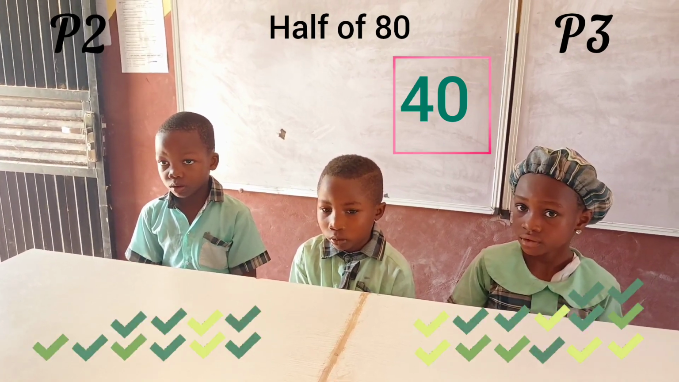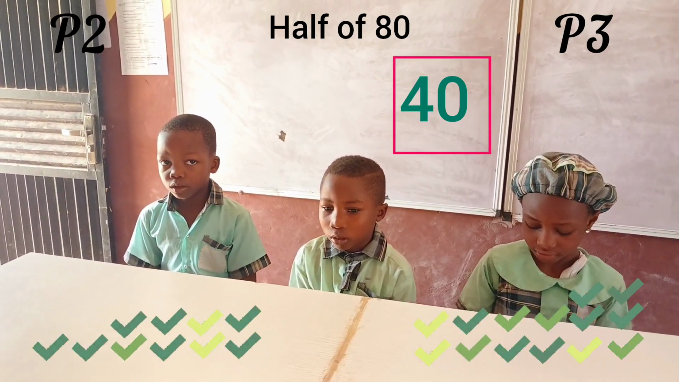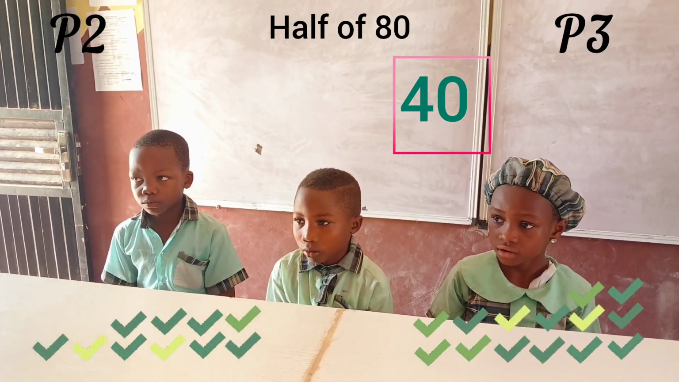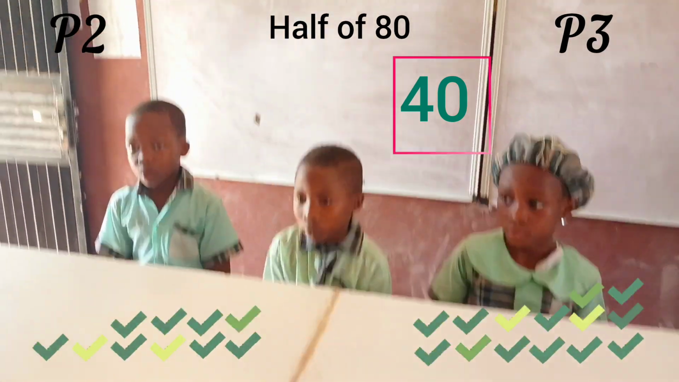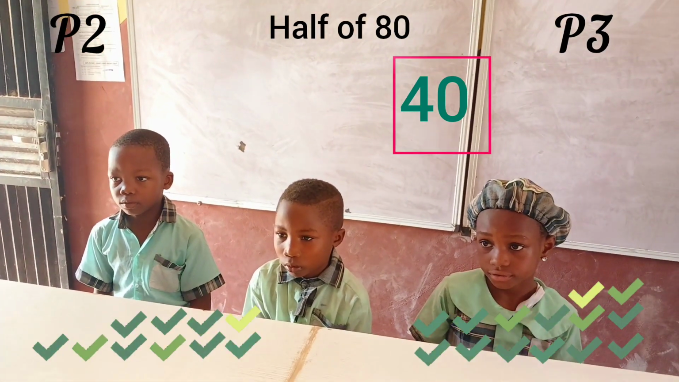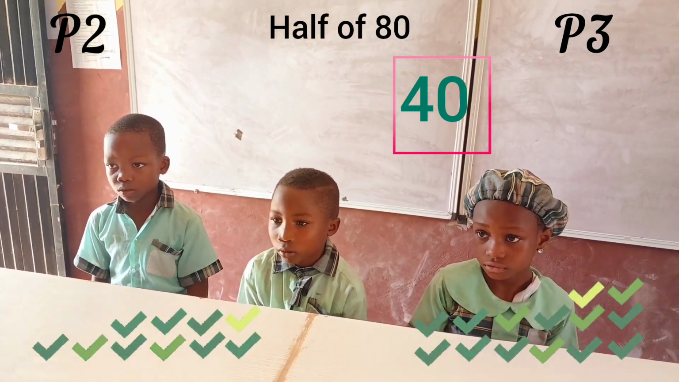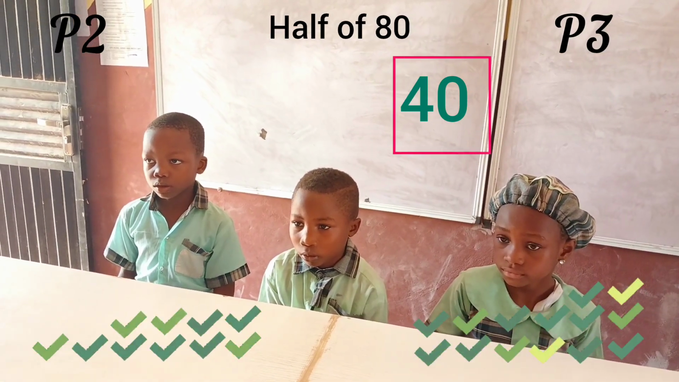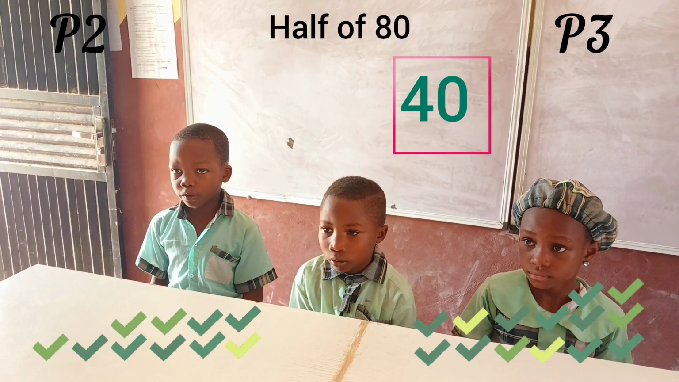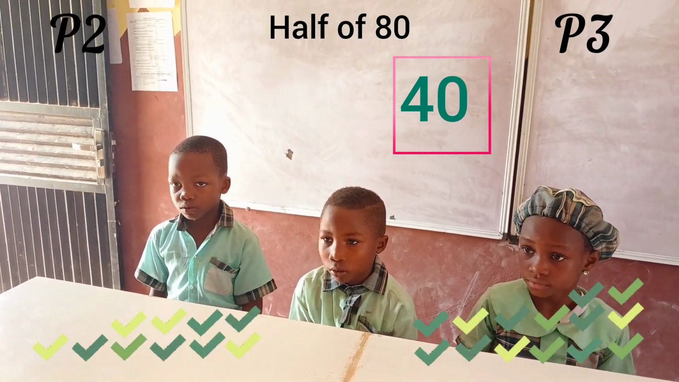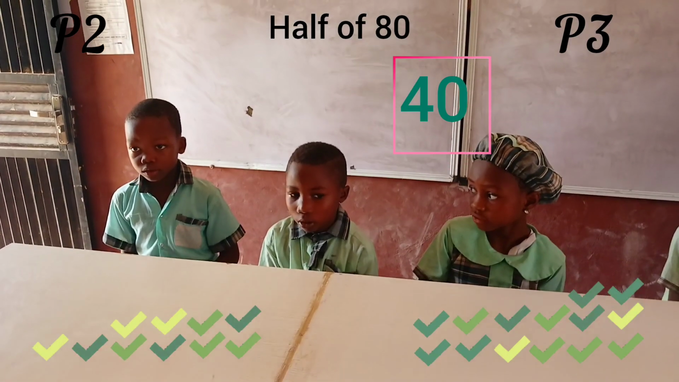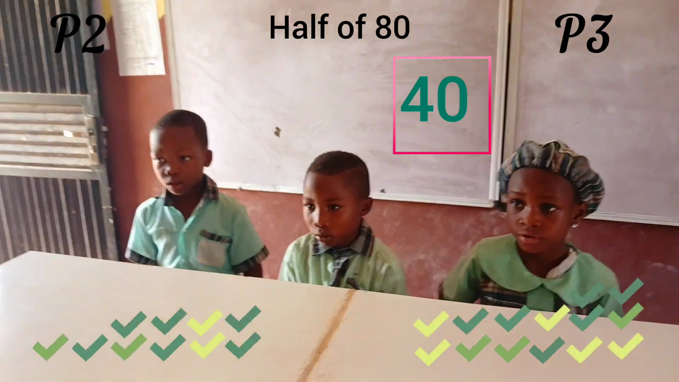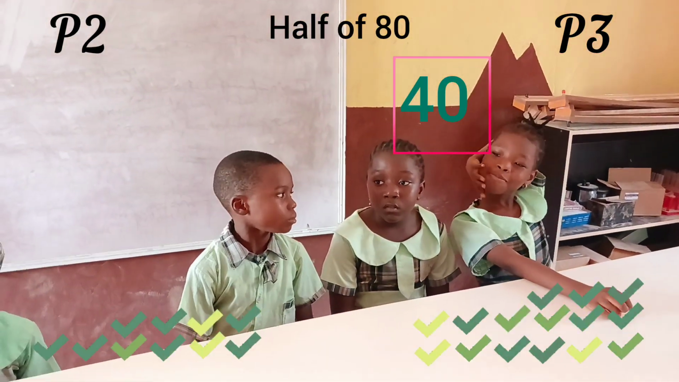Half of 80. 400 is wrong. You said 2 wrong answers. Only one answer remains. Half of 80. Time is going. Alright, over. 40. 40 is correct.